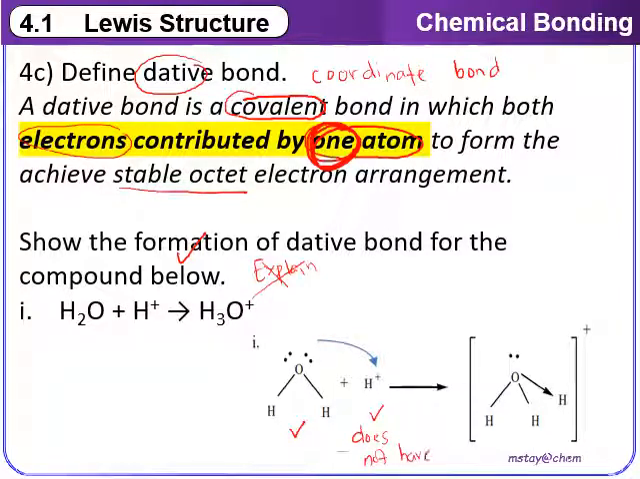If H+ does not have any electron, it cannot contribute electrons. So what will happen here? The electrons will be contributed by the H2O to the H+. In the end, we will have this type of arrow in the product H3O+. This shows that one of the lone pairs is contributed by the oxygen atom and shared with the H+. So now the whole molecule is going to have a charge of positive 1.